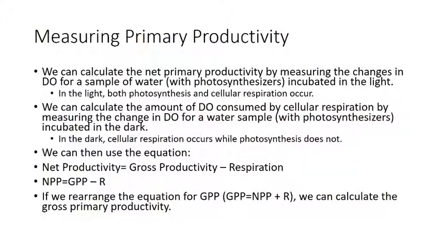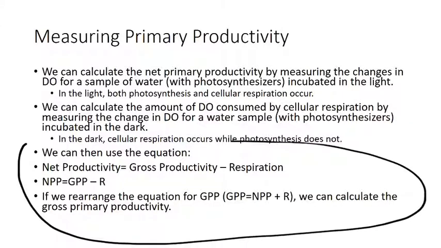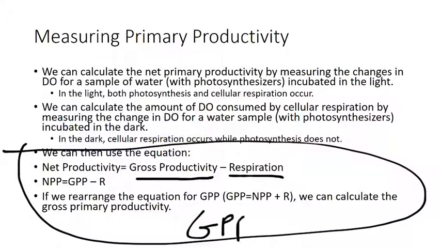So we can use this equation down here at the bottom to help us out. The net productivity, the net amount of carbon fixed or organic molecules produced, is equal to the gross productivity minus organic molecules used up by cell respiration. We might rearrange that equation for GPP, for gross productivity, and say that GPP is equal to the net primary productivity plus respiration.